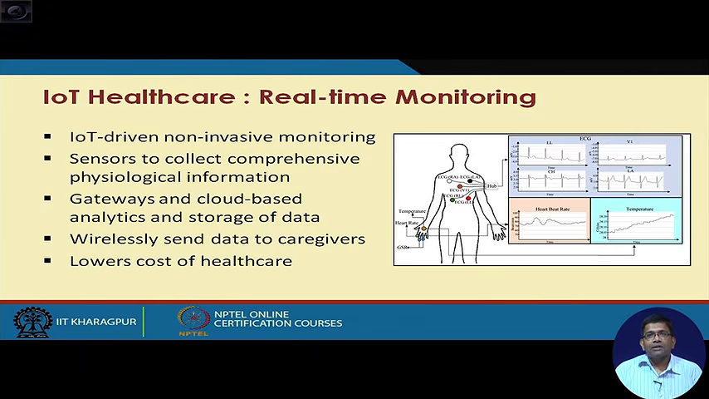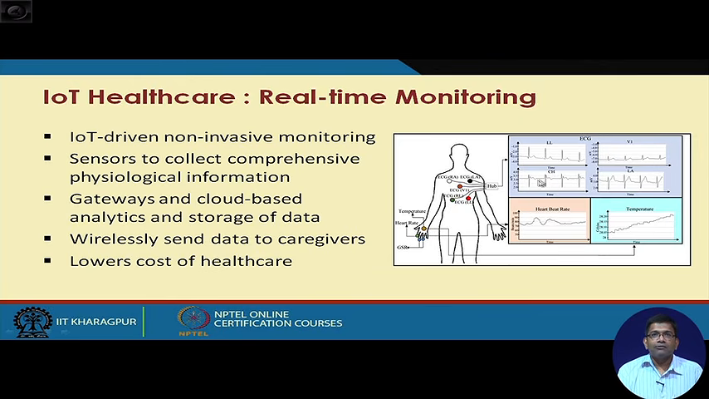It is possible, but it depends on the implementation policies, on how often this measurement is going to be done based on the requirements of the stakeholders. The sensors are used to collect comprehensive physiological data, then these data are sent to the cloud through the gateways for further storage and analysis. Wirelessly these systems would send the data to the caregivers, and thereby the system as a whole would lower the cost of healthcare.